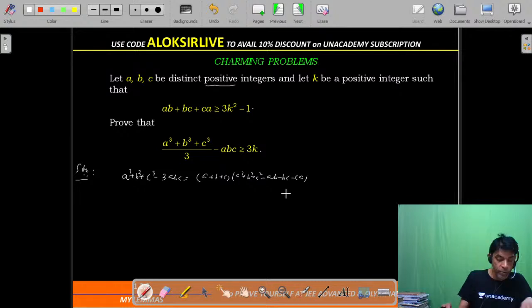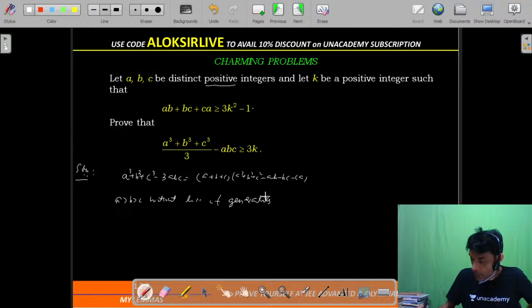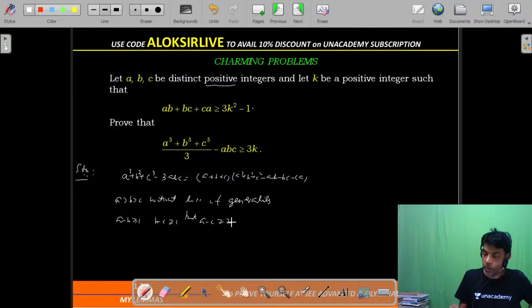Now they are all distinct positive integers, so we can assume something. Let us talk about how big this is. Assume a greater than b greater than c, distinct, without loss of generality. And so we know that a minus b is greater than or equal to 1, b minus c is greater than or equal to 1, and a minus c is greater than or equal to 2. This is the minimum. This idea was asked in IIT.